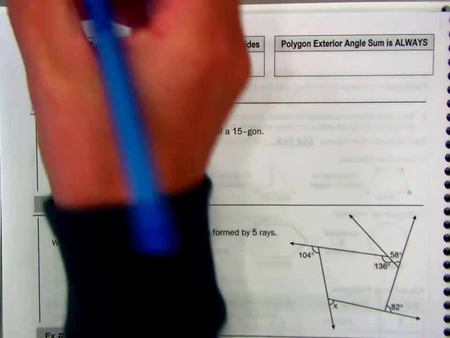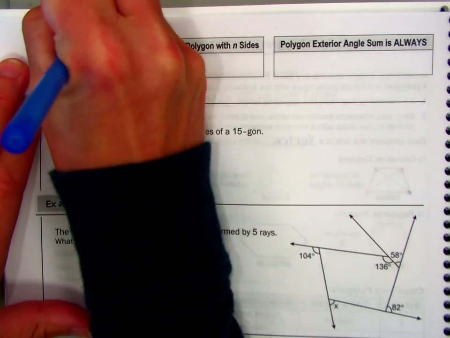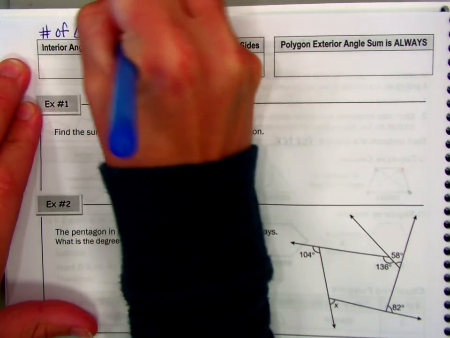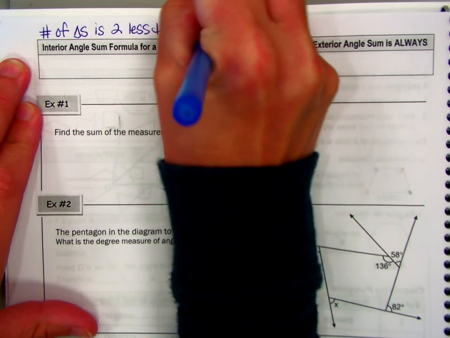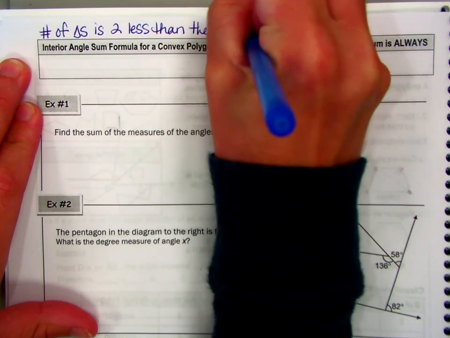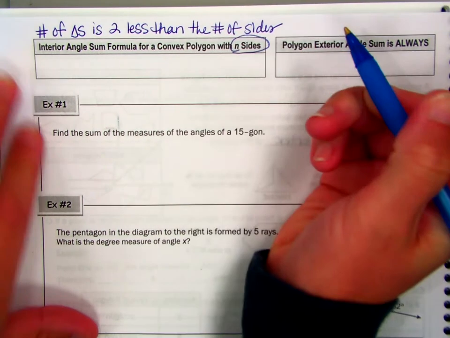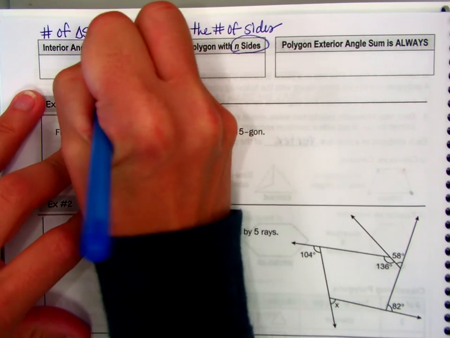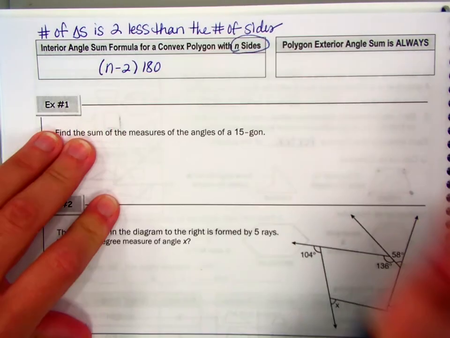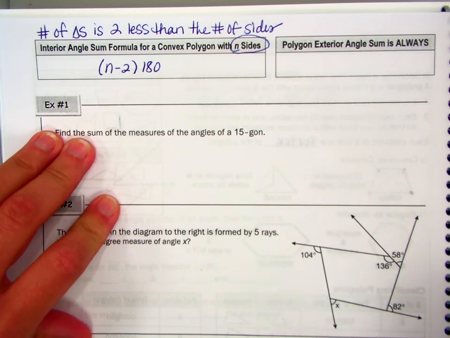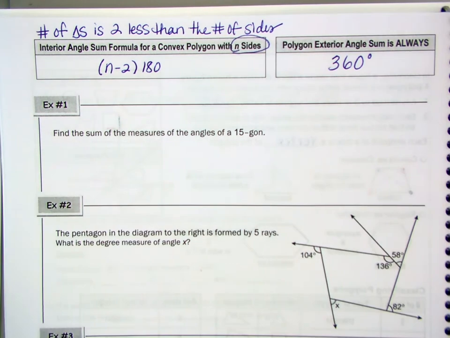So let's write at the top that the number of triangles is 2 less than the number of sides. So if a polygon has n sides, if we want to use that pattern of multiplying by 180, we would first subtract 2 and then multiply times 180 for the interior angle sum. And we just said that the exterior angle sum is always 360 degrees.